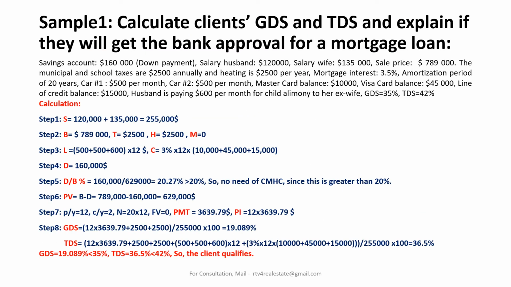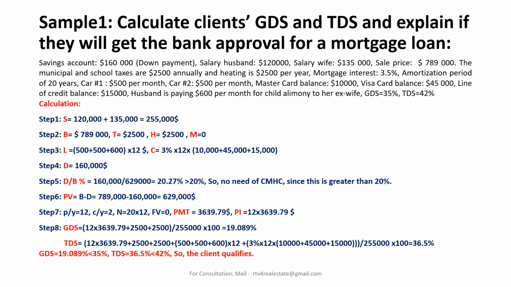Sample 1, calculate client's GDS and TDS and explain if they will get the bank approval for a mortgage loan. Savings account, $160,000, down payment. Salary husband, $120,000, salary wife, $135,000. Sale price, $789,000. The municipal and school taxes are $2,500 annually and heating is $2,500 per year. Mortgage interest, 3.5%, amortization period of 20 years.